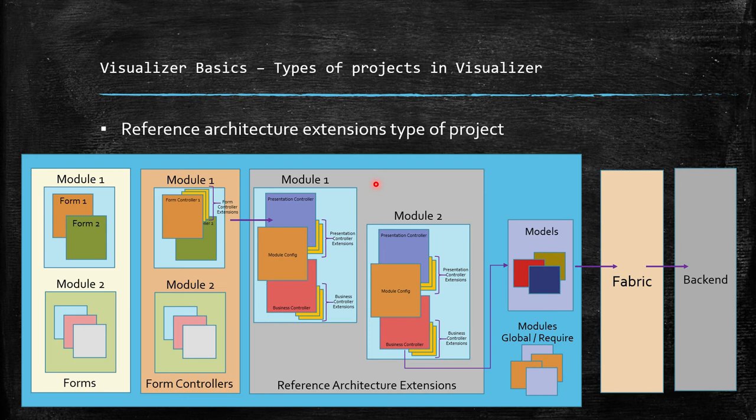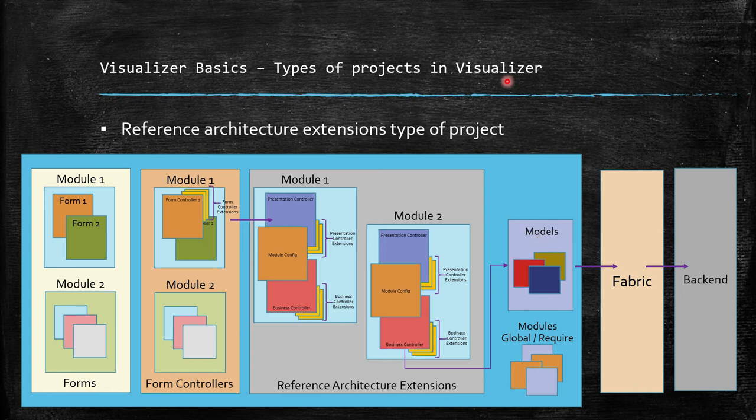So in a reference architecture extensions type of project, these reference architecture extensions and the models are the new components that you are seeing, which are not present in either the freeform type of project or the reference architecture type of project.